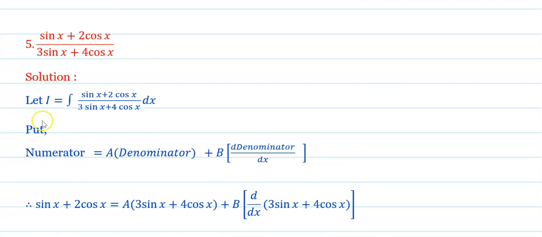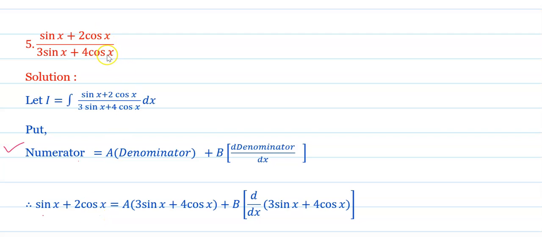Now the next problem number 5, I is equals to integral sin x plus 2 cos x upon 3 sin x plus 4 cos x into dx. Now this is a different type of problem. We express the numerator as numerator is equals to a into denominator plus b into d/dx of the denominator. Numerator can be written in terms of the denominator. What is the numerator? It's sin x plus 2 cos x.